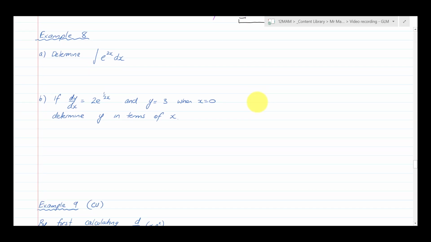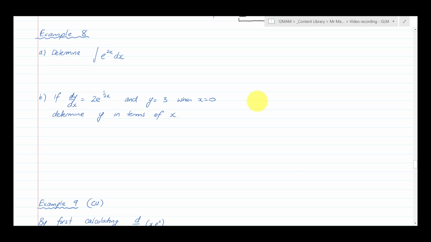So example 8, determine the integral of e to the 2x dx, and of course the answer to this is a half e to the 2x plus c. And then question B, if dy/dx equals 2e to the half x and y equals 3 when x equals 0, determine y in terms of x. So this is a particular solution question, and we know our value of dy/dx, and therefore y is equal to the integral of 2e to the half x dx with some known values there.